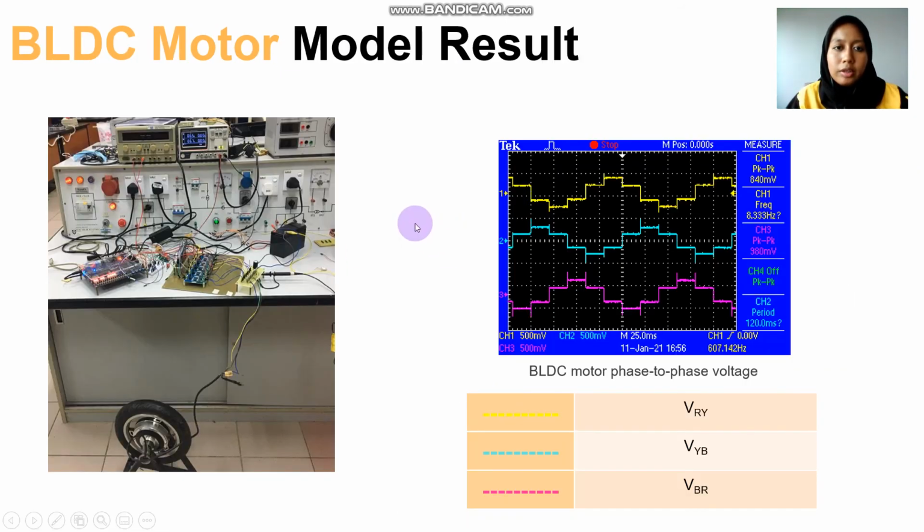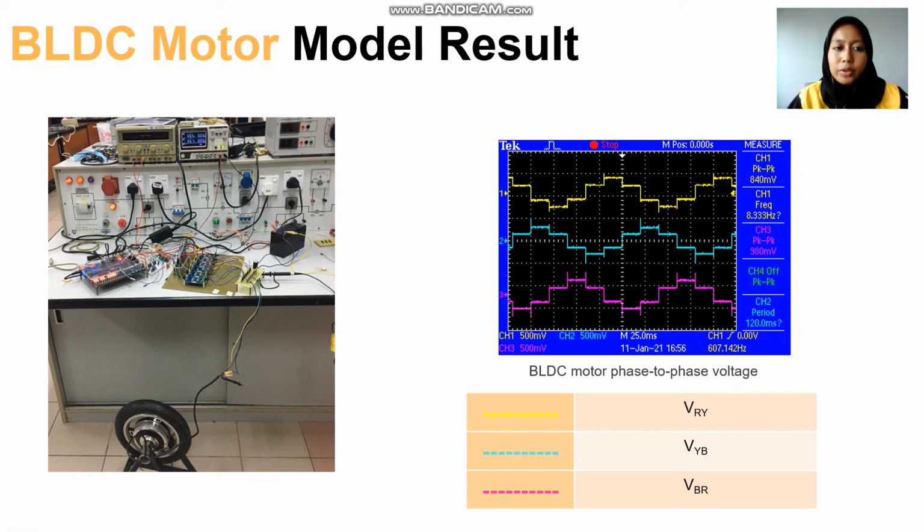Next, after all the testing is done and the results obtained are verified, we can proceed to assembling the BLDC motor to the main circuit. Here we can see that the switching pulse design is able to drive the BLDC motor. So these are the phase-to-phase voltages of the BLDC motor. The yellow one is for red and yellow. The blue one is for yellow and blue, and the pink one is for blue and red.